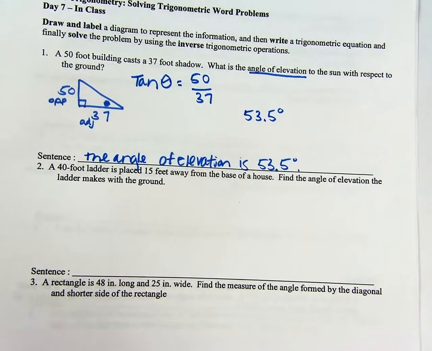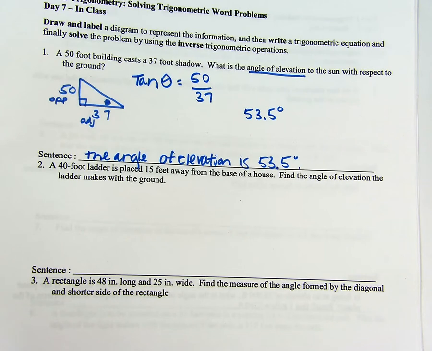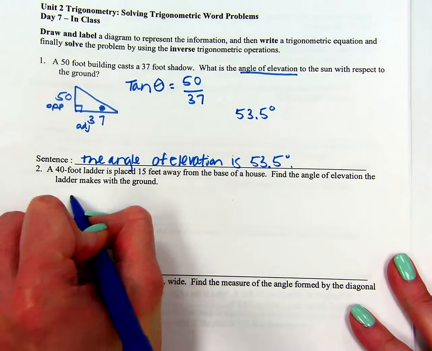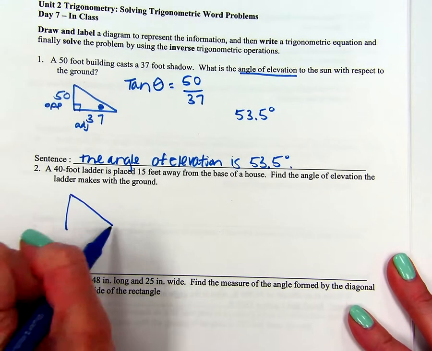Number 2 says a 40-foot ladder is placed 15 feet away from the base of a house. Find the angle of elevation the ladder makes with the ground. So again, draw in your diagram. We're going to start with our triangle.